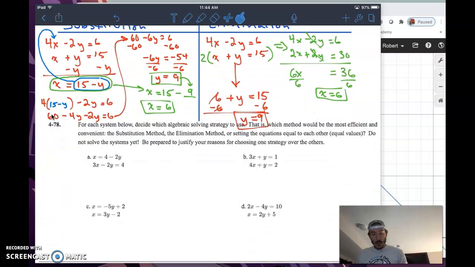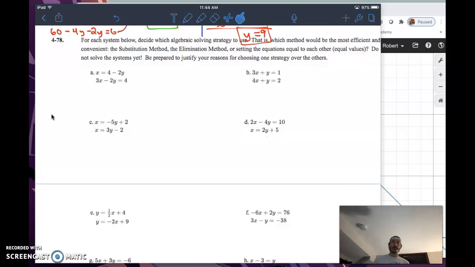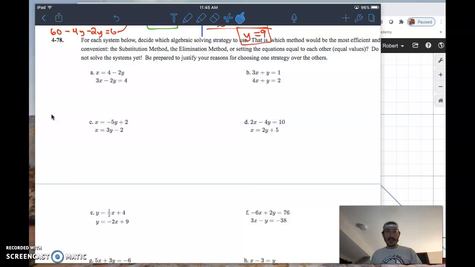Ladies and gents, the last question that I'm going to go over with you guys is a couple of these problems here in 4-78 where we've got some systems. We're not actually going to do the solving. You might want to do some of these as practice, but I'm just going to talk about what method I would use if I had to solve these, okay? And I'm going to use the abbreviations sub and elim for substitution and elimination. I'm not really going to focus on the equal values method, and I'll explain, well, I guess I will.